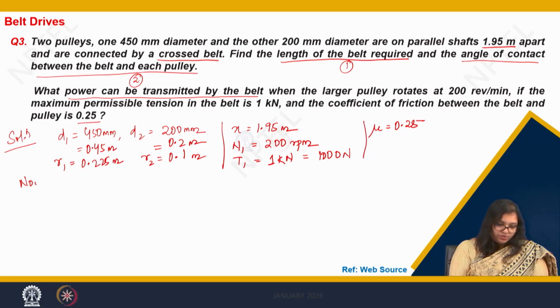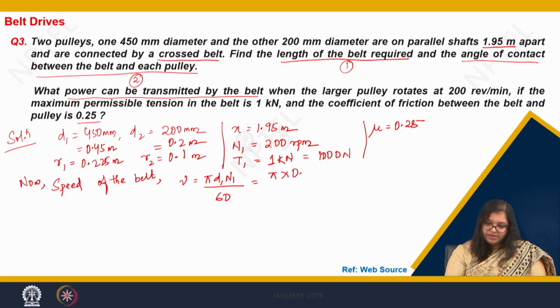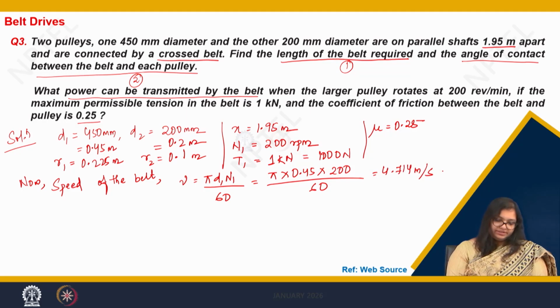Now, how do we know the speed of the belt? First we find the speed of the belt. V is equal to pi D1 N1 by 60, which is pi multiplied by 0.45 into 200 divided by 60, which is equal to 4.714 meters per second.